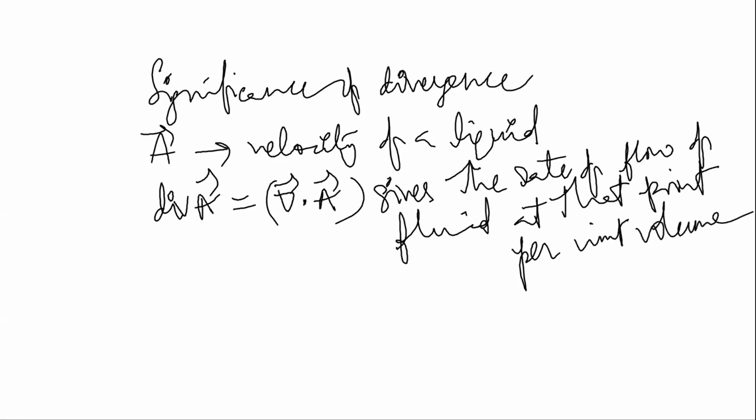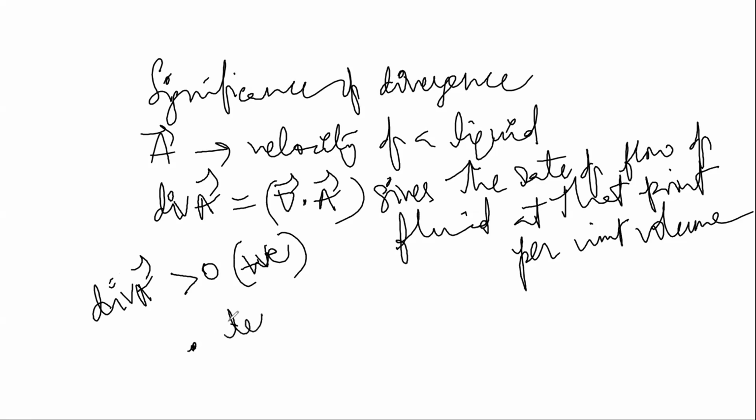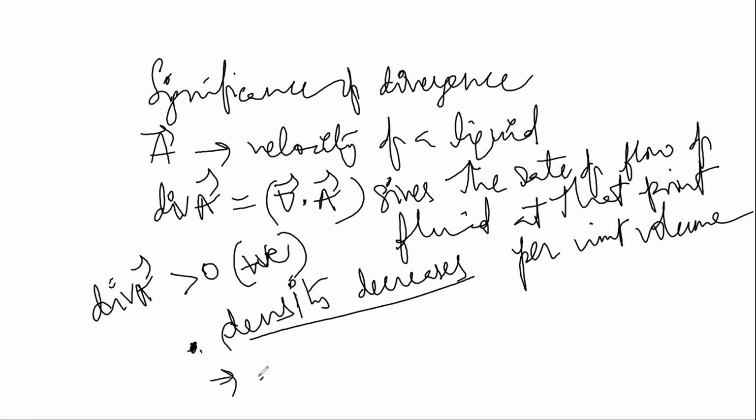Gives the rate of flow of fluid at that point per unit volume, that is given by div A. See, if div A is greater than 0, that is positive, then we say that the density decreases. The density decreases at that particular point in the fluid. At that particular point, the density is decreasing, which implies this point acts as a source.